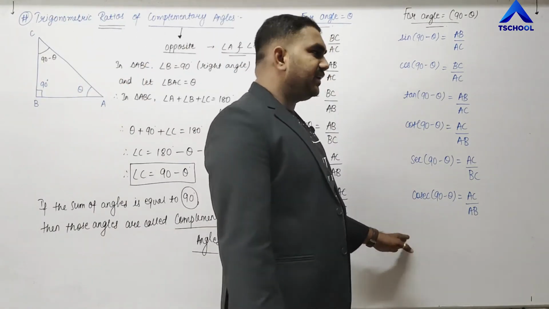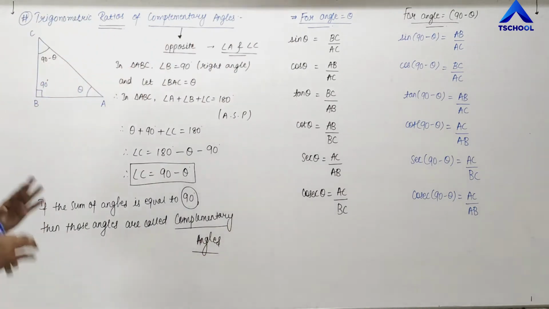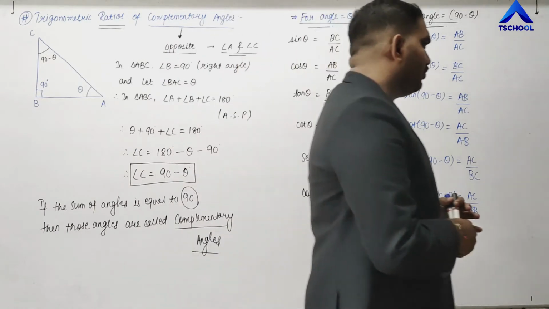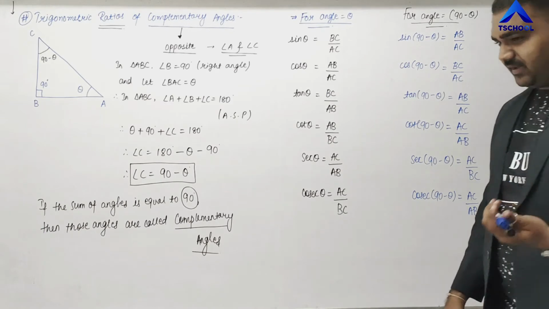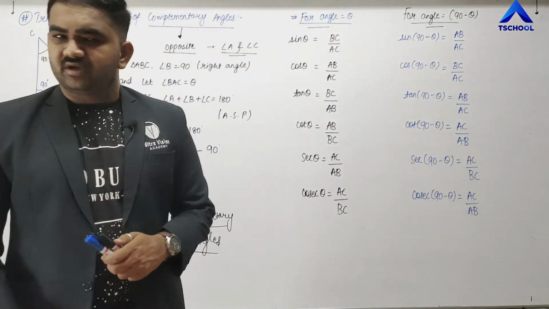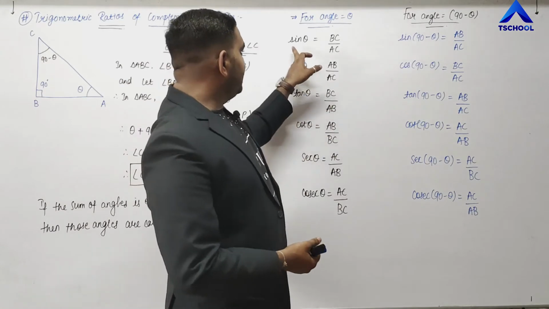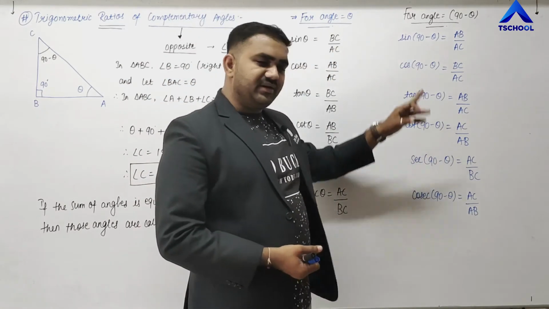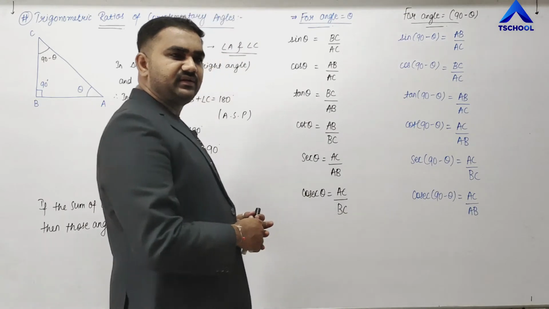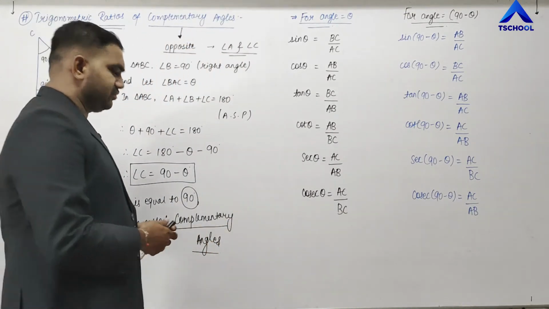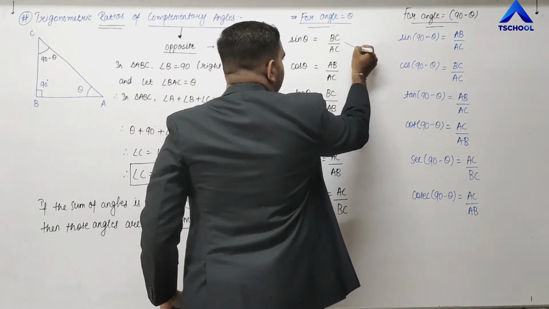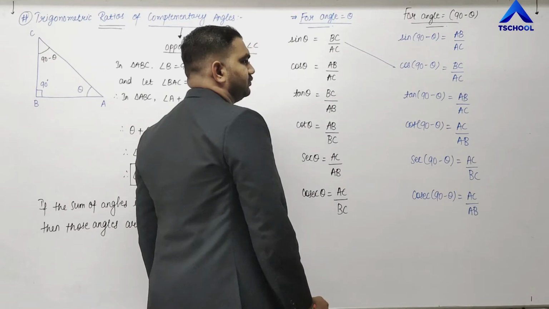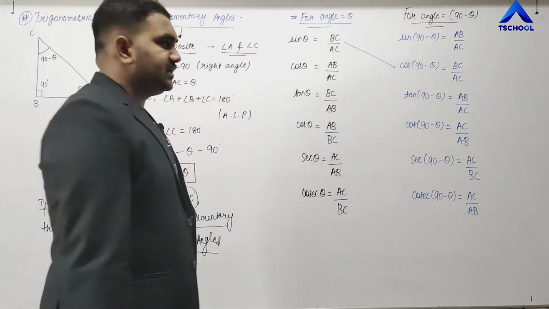So these are for 90 minus theta, and this is for angle theta. So we have just written down all of the ratios here. Nothing more we have done here. We have just written down the ratios here. Now we will find out the similarity. What? You will see that is BC upon AC anywhere here in this ratio? Yes or no? Yes, you can clearly see that BC upon AC.